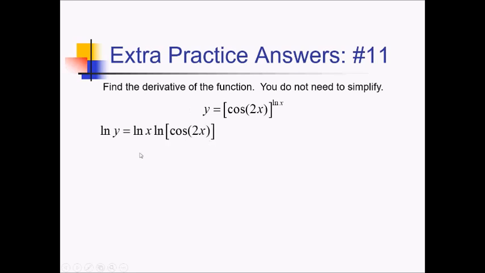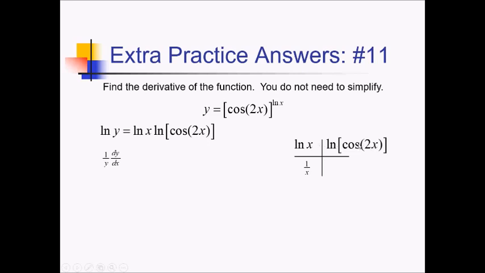At this point, taking some derivatives, on the left side we're going to have 1 over y, dy over dx. Again, y is an inner function of x, so we have to do a dy over dx tail, taking that derivative. On the right side, we've got the product rule. I have ln of x and ln of cosine of 2x. Derivative of ln of x is 1 over x.